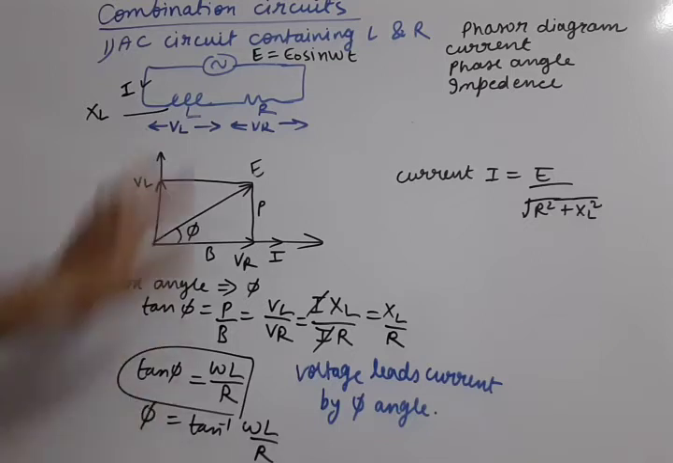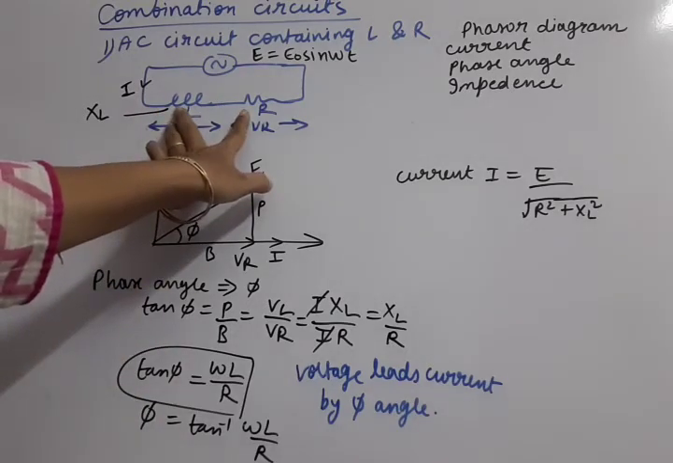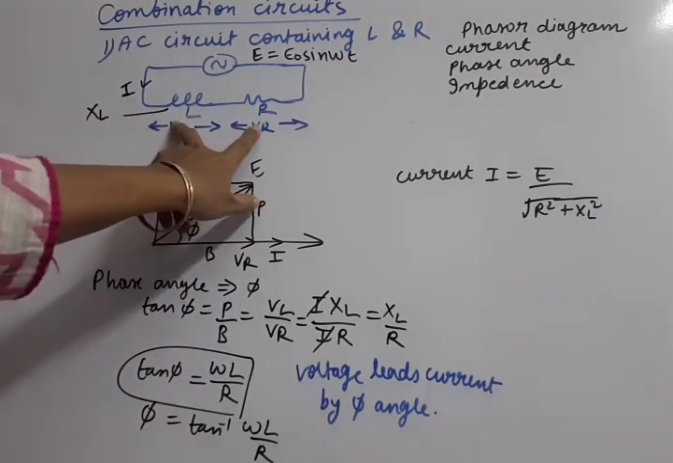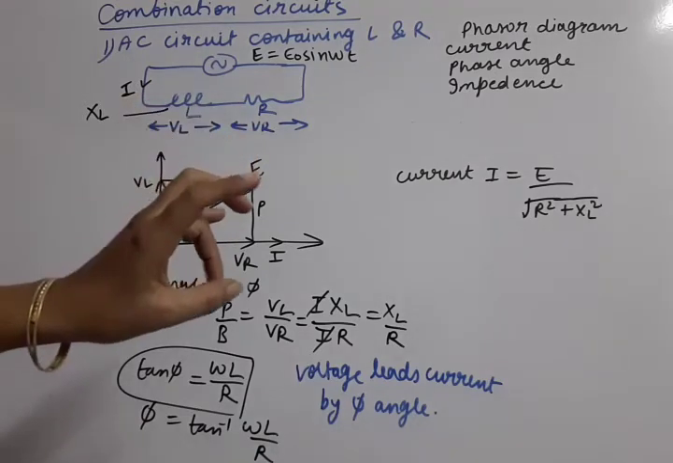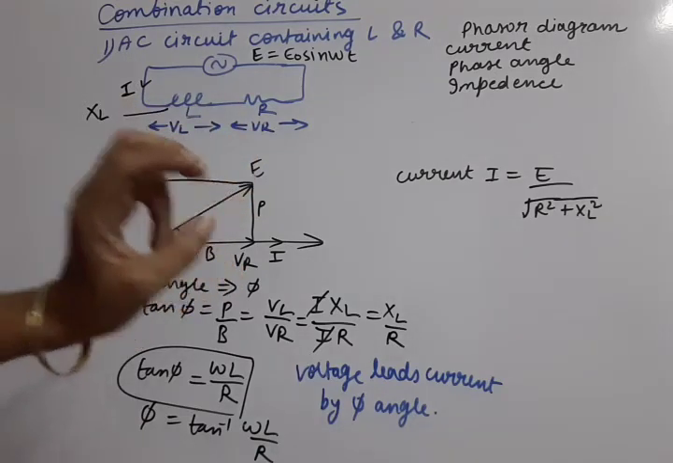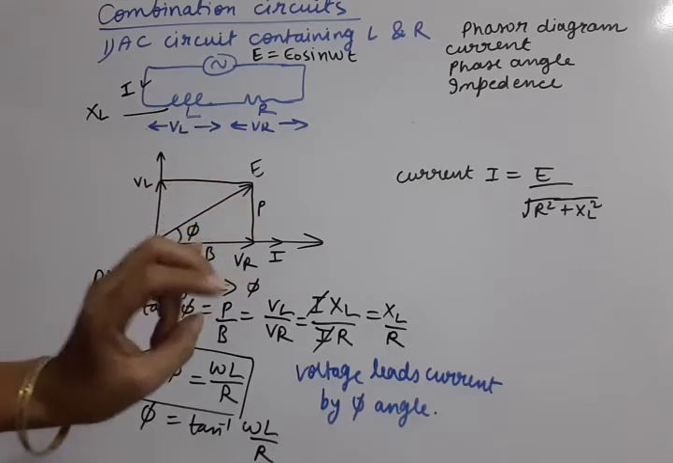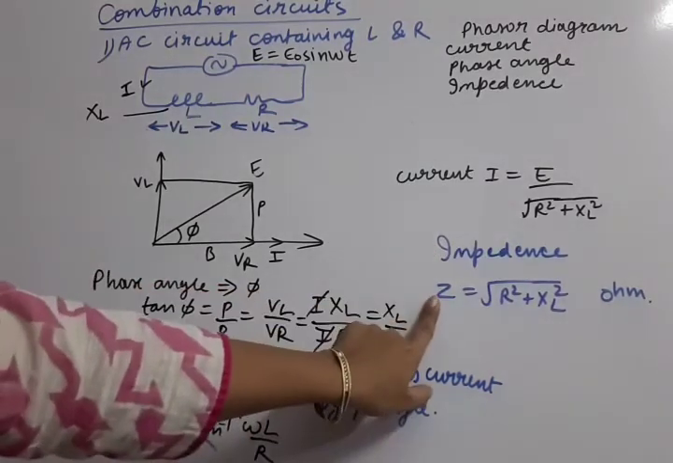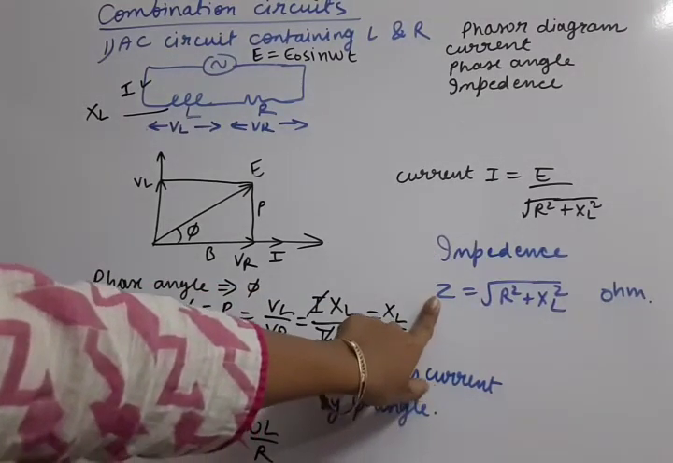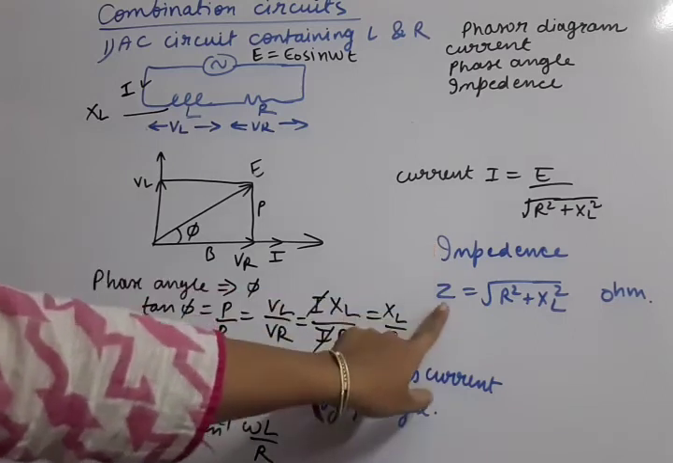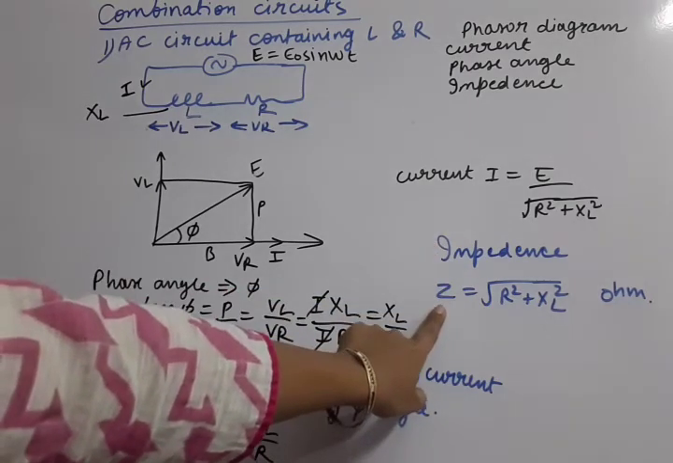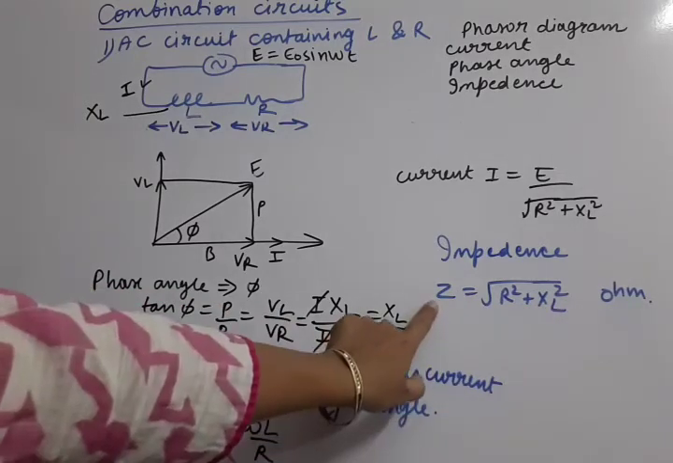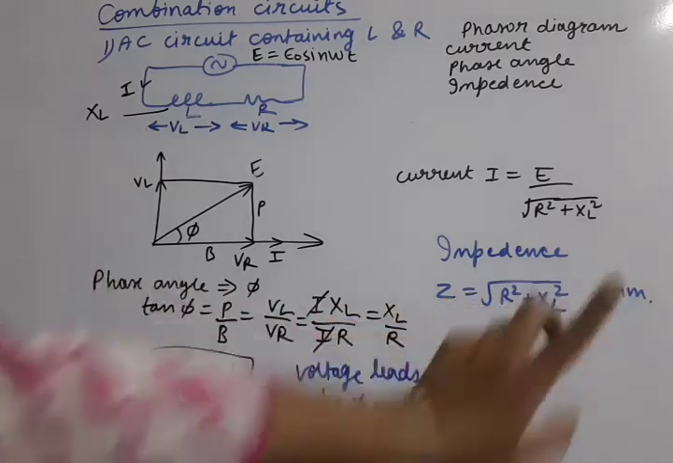Whenever we have combinations of circuit components across an AC circuit, we don't call it resistance, we don't call it reactance, we call it impedance. Impedance means this denominator term. The impedance symbol is Z, like the reactance symbol is X, and the impedance formula is root of R square plus XL square. Because it is a kind of resistance, its unit is ohm.